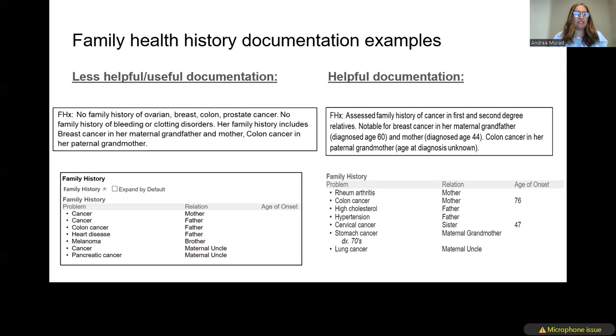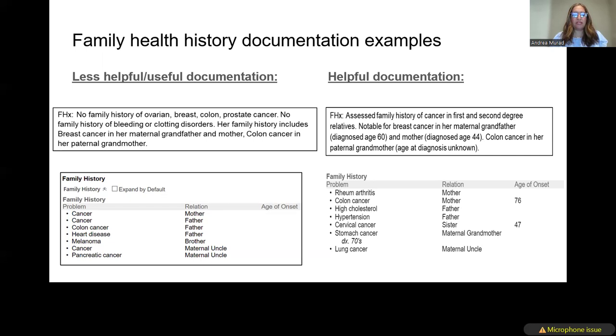For the father, we see both cancer and colon cancer listed here. Same for the maternal uncle, we see cancer and pancreatic cancer. So what we can't tell from here is whether the generic term cancer and colon cancer are the same thing for the father, or did the father have two separate cancers, colon cancer being one of them, and a different cancer type for the other one that's listed as just the generic cancer? The other thing not shown here are any ages of diagnosis.